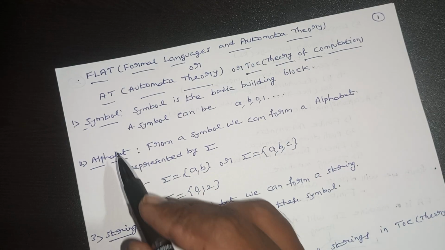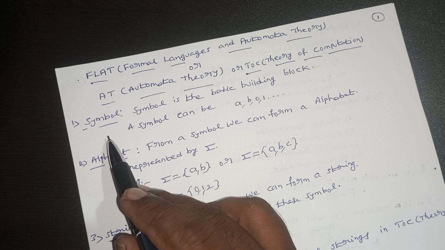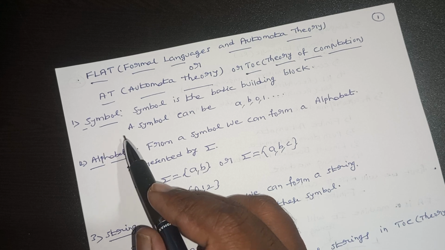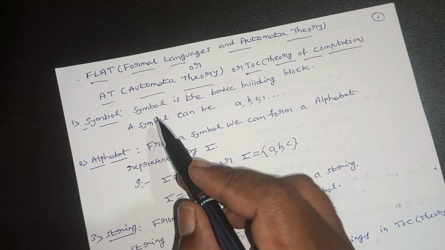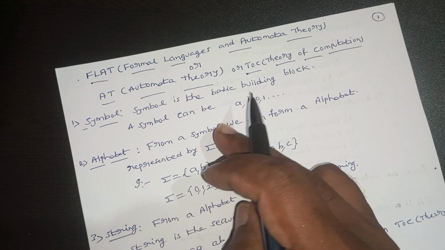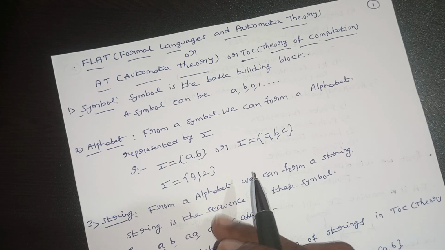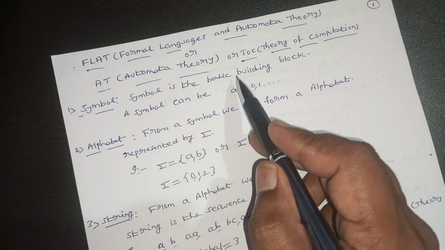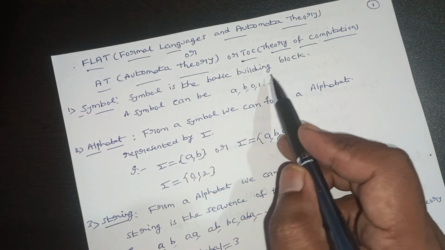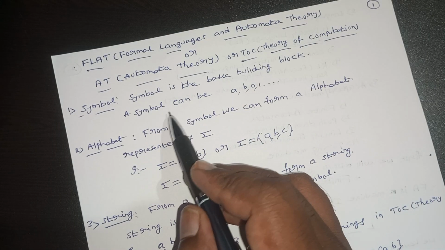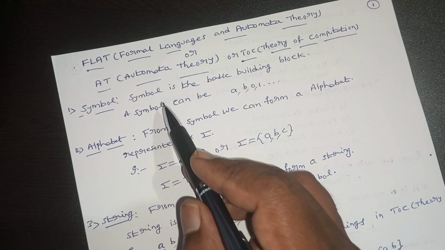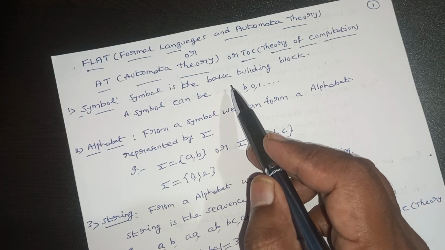Coming to it, we have to know some terminologies in this subject. So the first one is the symbol. This is theory. Actually, these definitions you have to understand while I take up problems. So a symbol is the basic building block. We have to use the symbols to build some basic building blocks.